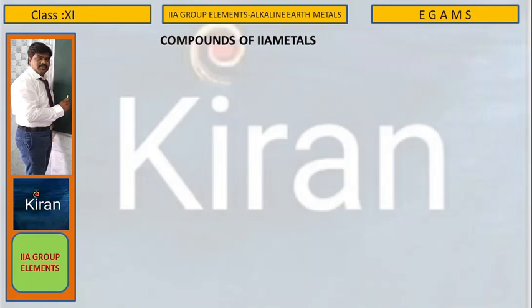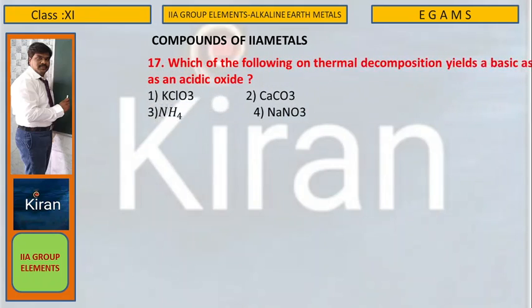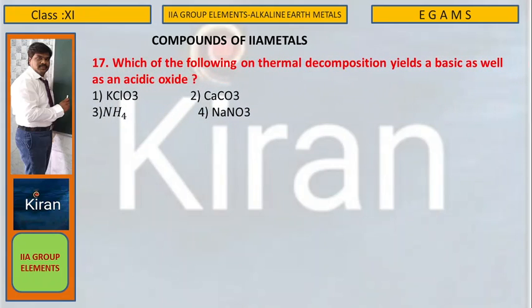Compounds of second group metals. Which of the following on thermal decomposition yields a basic as well as an acidic oxide? Potassium chlorate, calcium carbonate, ammonia and sodium nitrate. Among these, which can give a basic as well as an acidic oxide? Which is the right option for this?